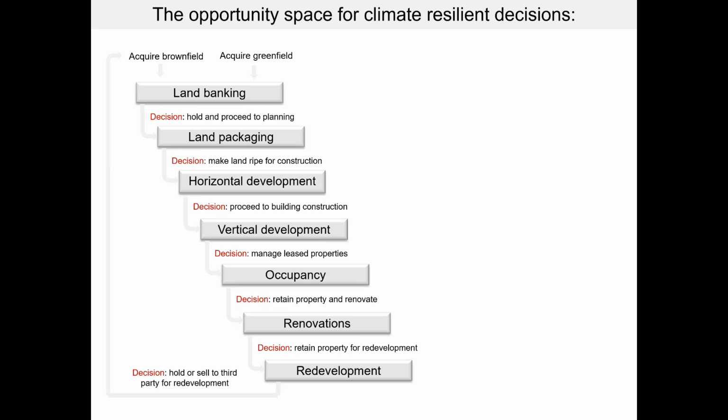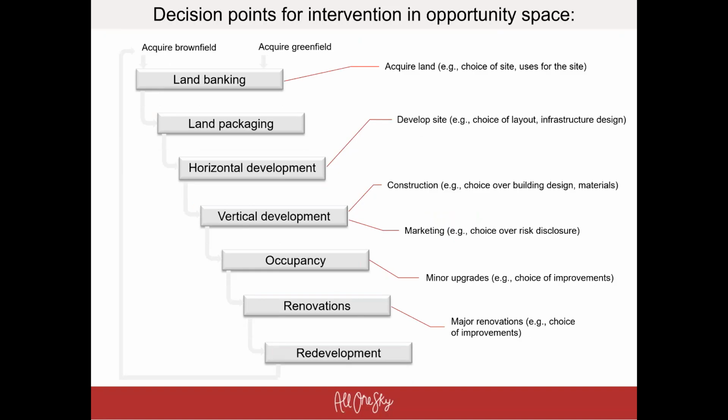we'll see, a lot of finer decisions, and those decision points are where we're looking to identify opportunities to influence the choices that the actors make with regards to adaptation choices. I've got a few examples up there of opportunities for intervention where decisions are being made by actors. For example, at the land banking phase, when they're acquiring the land, there's the choice of sites that they select and purchase.